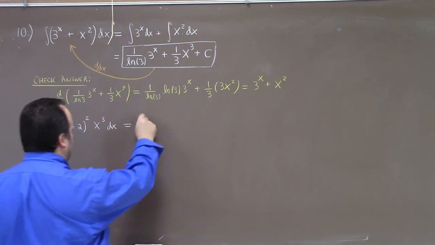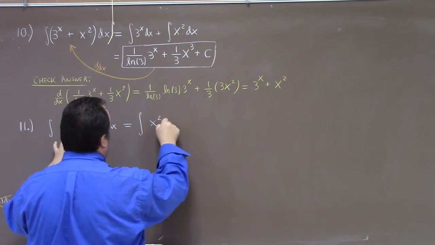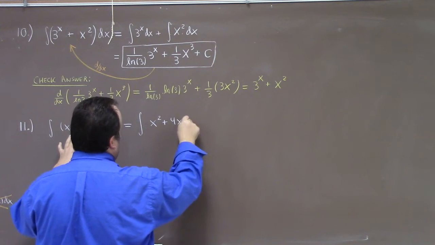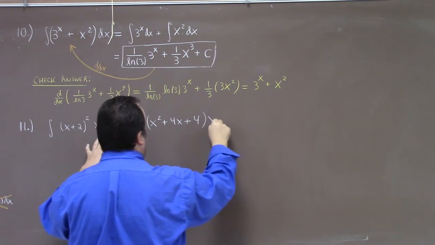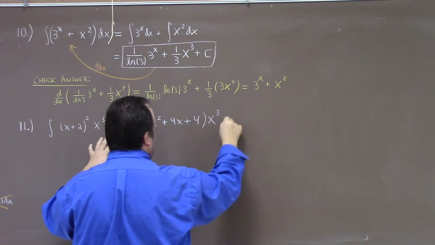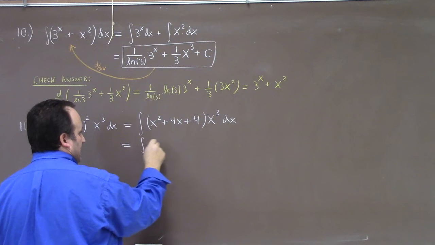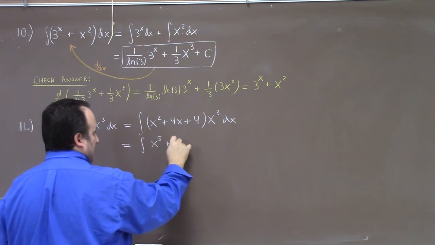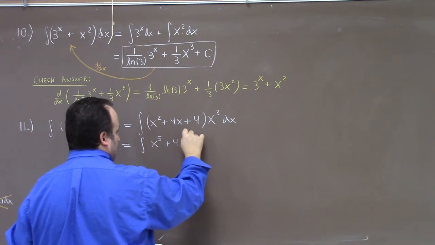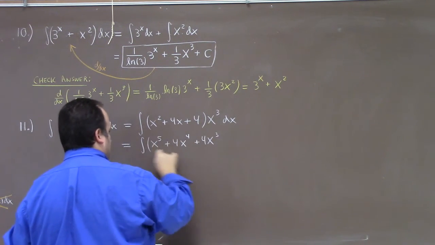So let's see here. x plus 2 squared is x squared plus 4x plus 4. I'm laughing because I think that was on my algebra test this morning. Times x cubed dx. All right, so the integral of x to the power 5 plus 4x to the power 4 plus 4x cubed dx.